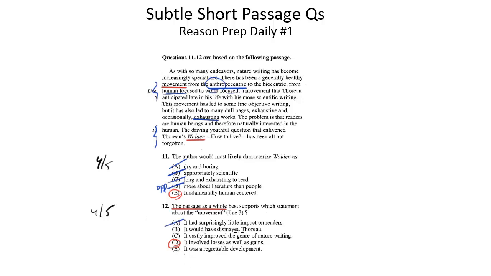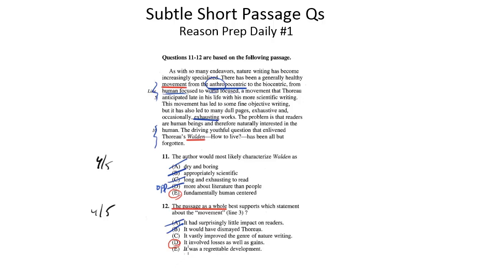B, it would have dismayed Thoreau. Maybe, but it has to say that specifically. Does it say anywhere Thoreau wouldn't have liked what has happened here? It's kind of implied, maybe, but it's too shaky. There's not enough textual evidence to support something like B.